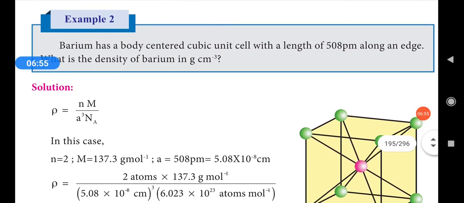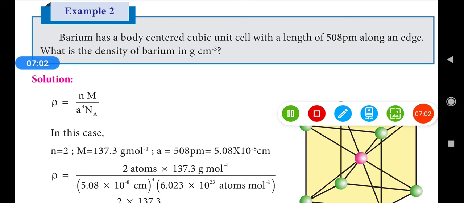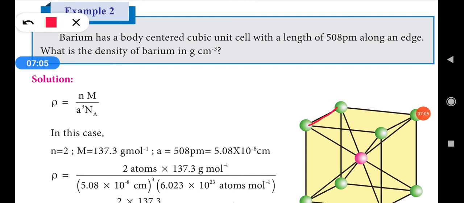Barium has a body centered cubic unit cell with a length of 508 picometer along an edge. What is the density of barium in grams per centimeter cube? The unit of density is kilogram per cubic meter, the bigger unit. Gram per cubic centimeter is the smaller unit. So we have to express it in grams per cubic centimeter.